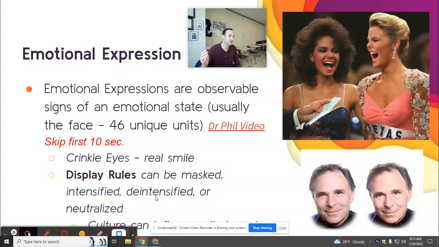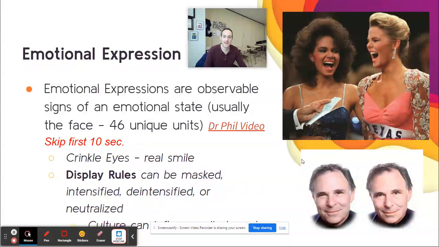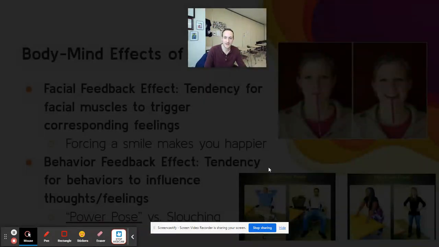De-intensify, which is when you're really mad at a friend or somebody, and they're like, are you okay about this? And you're just like, oh yeah, it's fine. But deep down, you're actually feeling the intensity of the emotion. And then neutralization, which is kind of just like showing no emotion whatsoever to throw people off, like a poker face, I guess. Like I said, we'll come back to these videos later on, as we get into it.